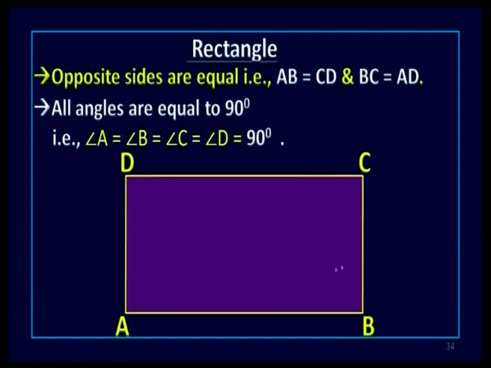Children, observe the picture here. Yes, it is a rectangle. And you can observe that AB equal to CD and BC is equal to AD. So, what can I say, children, here? Opposite sides are equal and all angles are equal to 90 degrees.